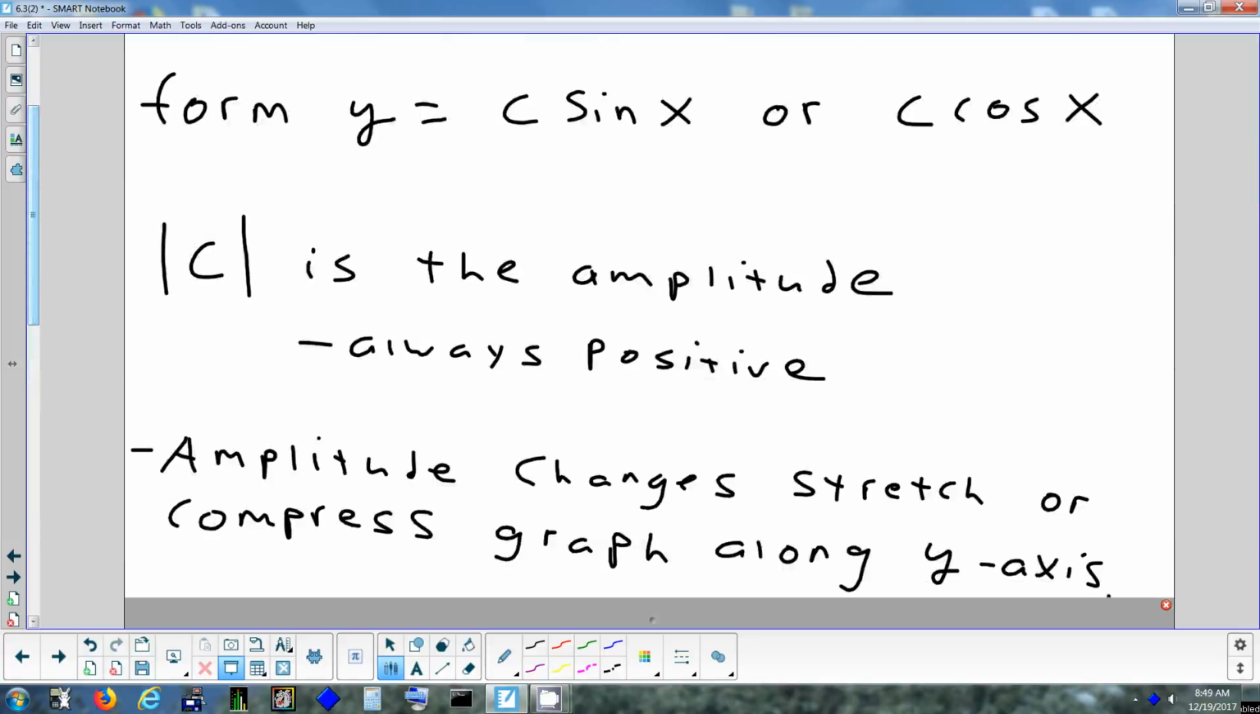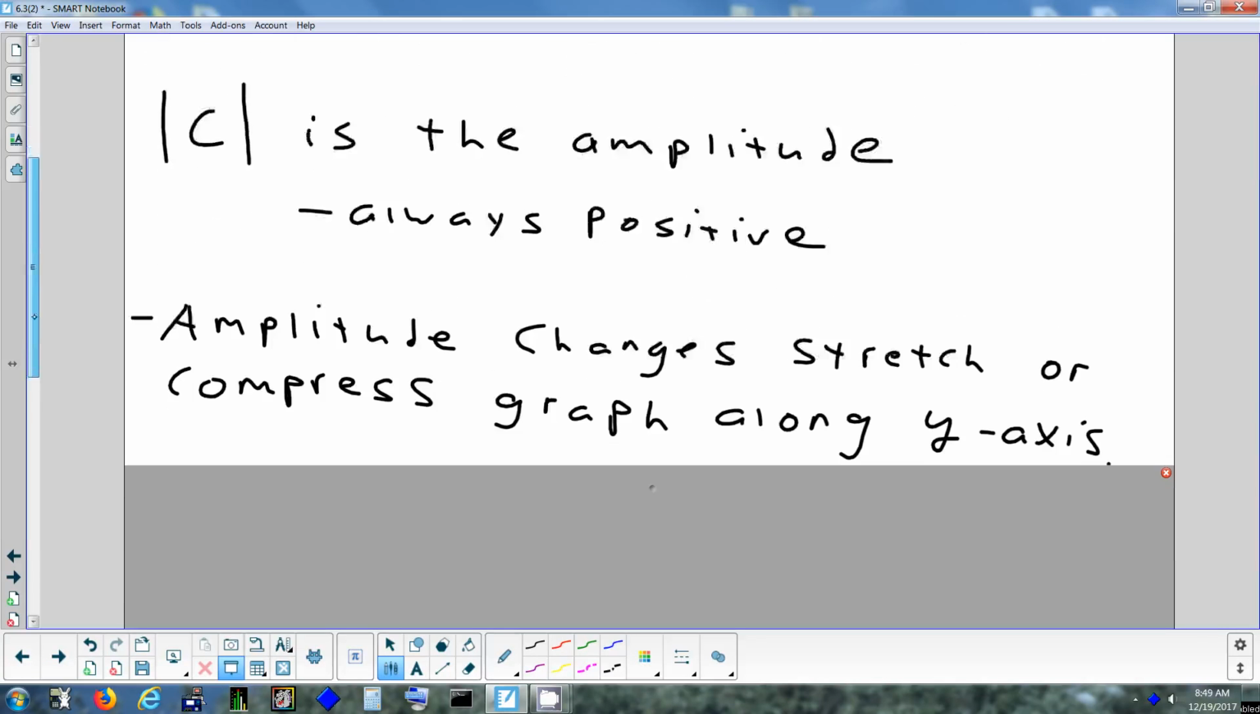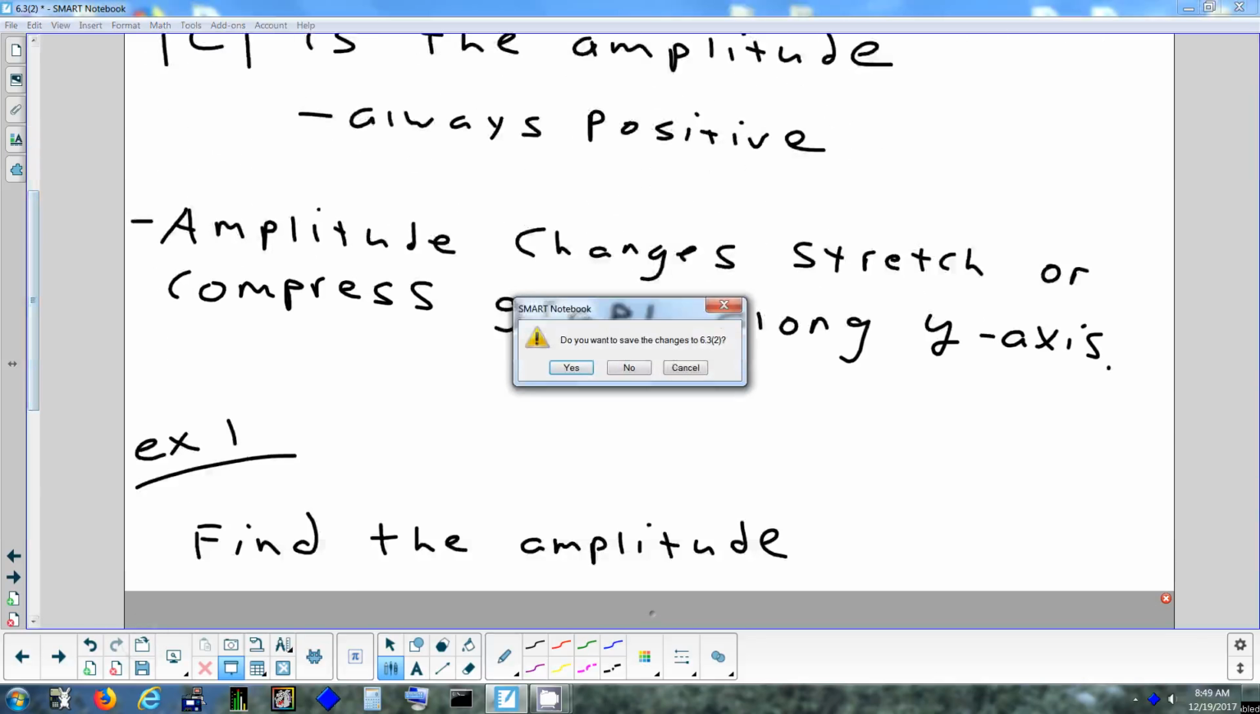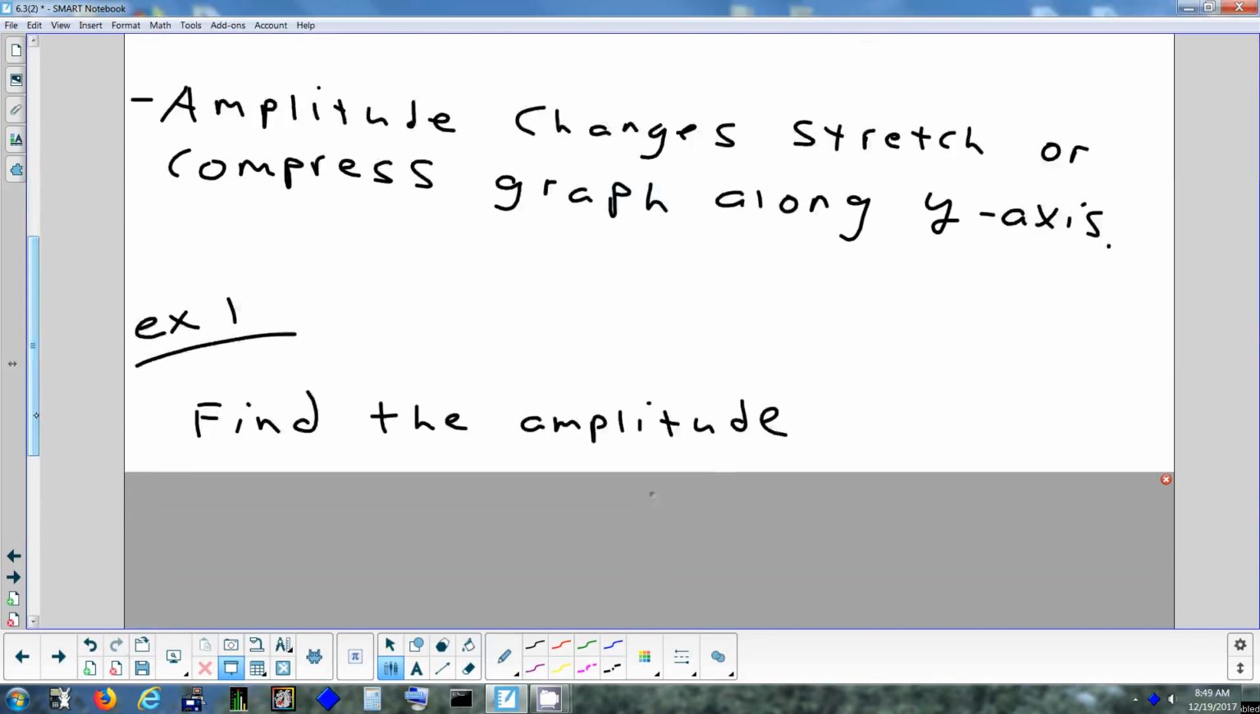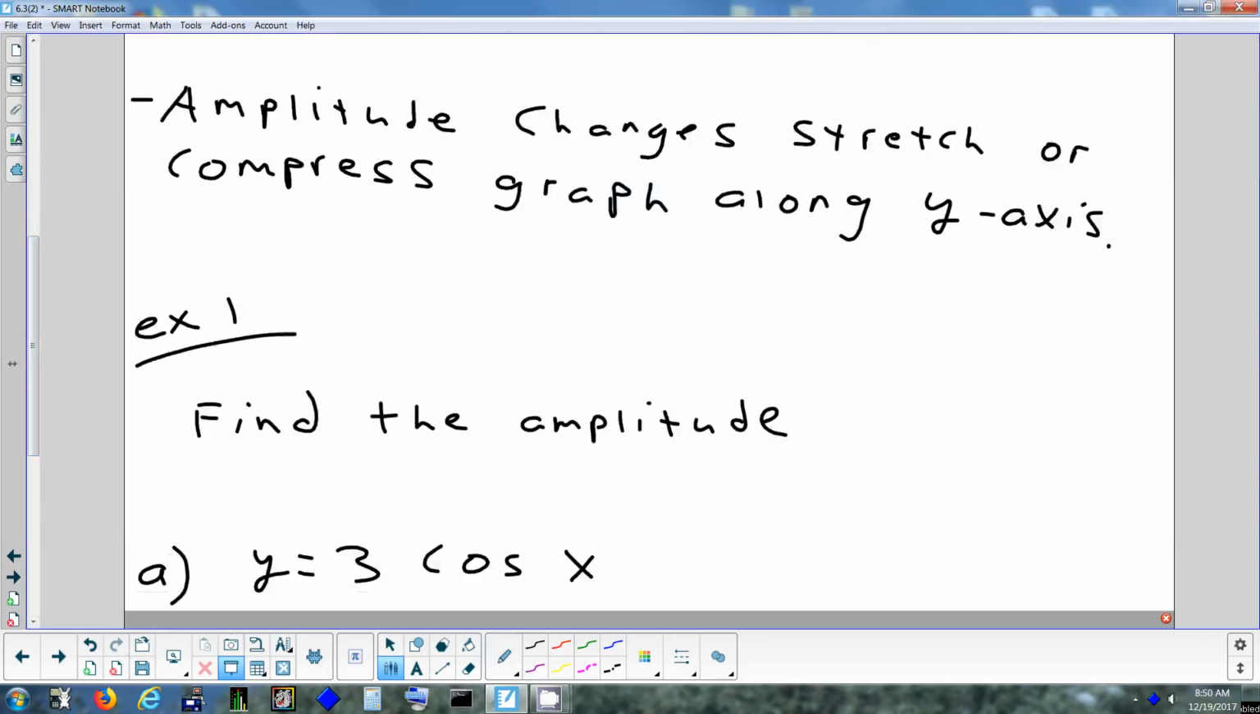All right, so one type of question I'm going to ask you on the test has nothing to do with graphing. It's just going to be looking at an equation and identifying the amplitude. That's all you're going to have to do. So let's try that. Example 1 says find the amplitude. So let's start with 3 cosine x.